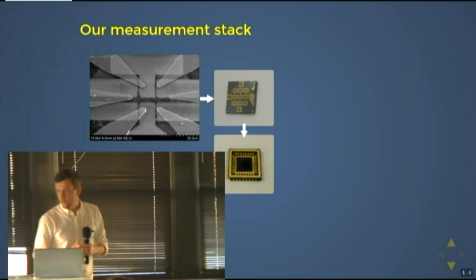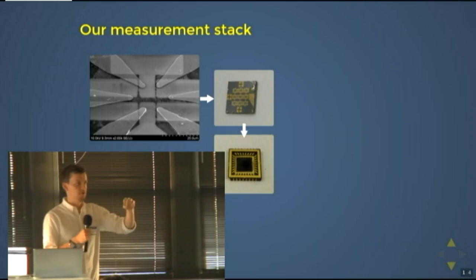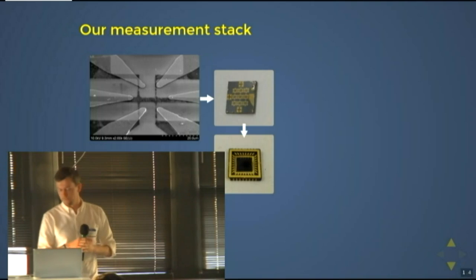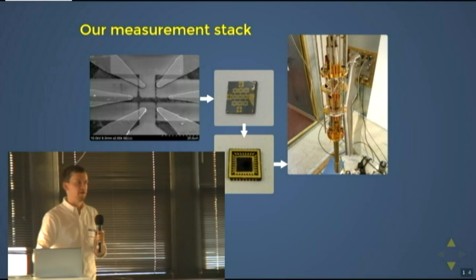So we take the chip, we put it in this little holder and attach some very, very tiny wires from the holder to all of the electrical leads on the chip. And then attach the holder to the bottom of this thing that we call the cold finger.